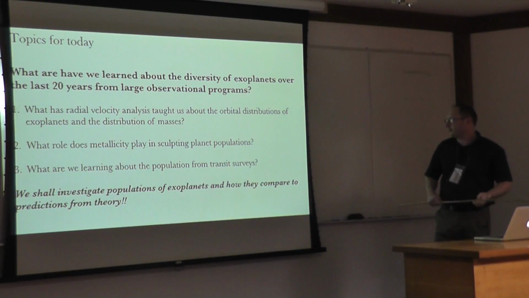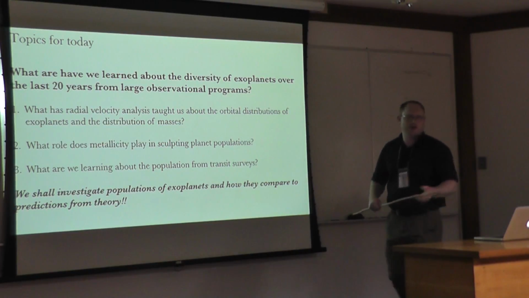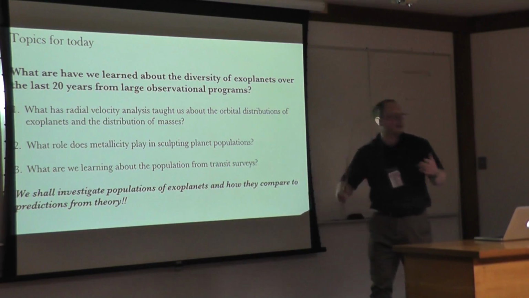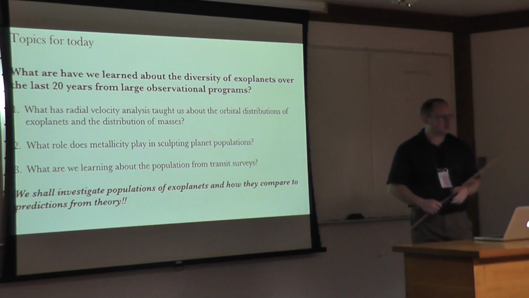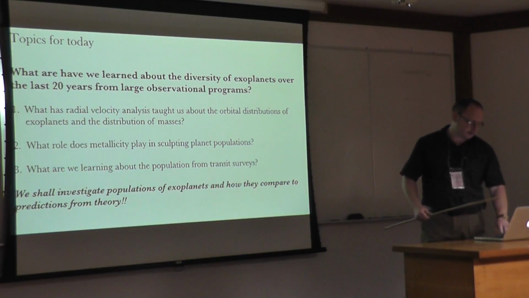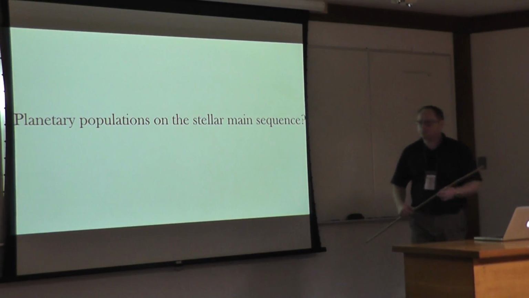And finally, what are we learning from radial velocities and from transit surveys? What have we learned, and how can we take that forward in the future to look at the smaller planets, the population of small planets?